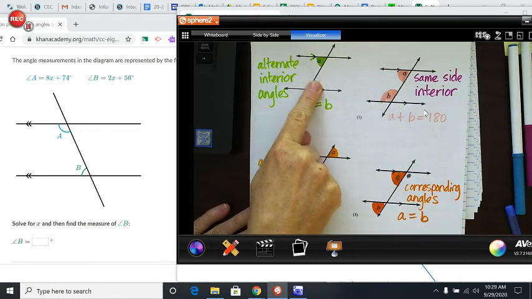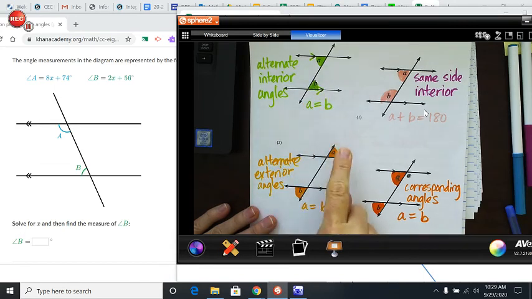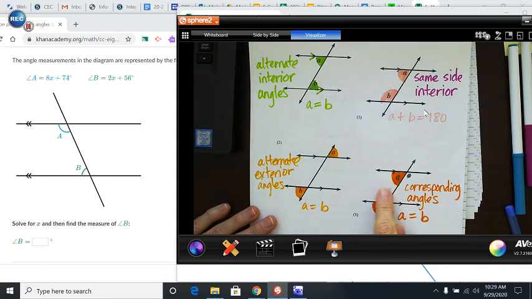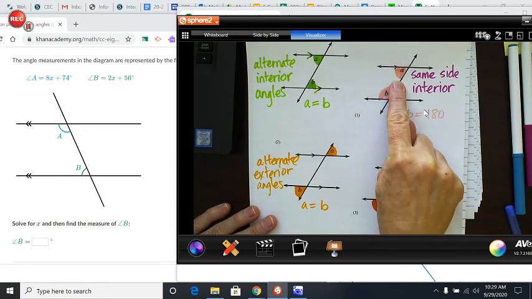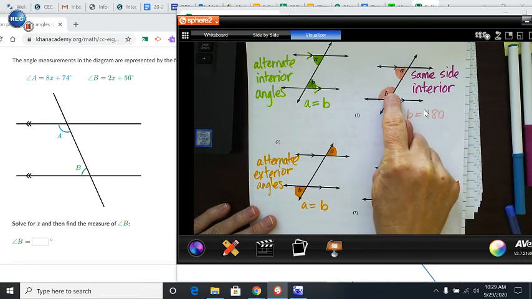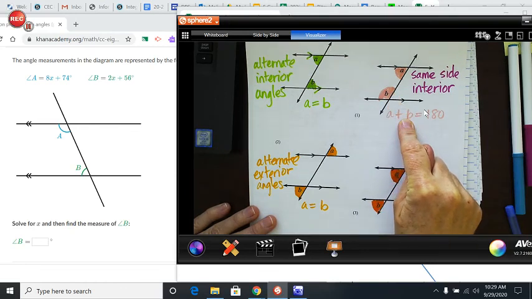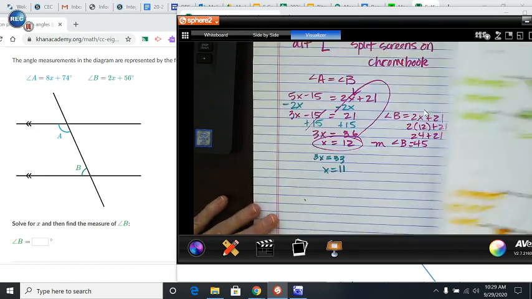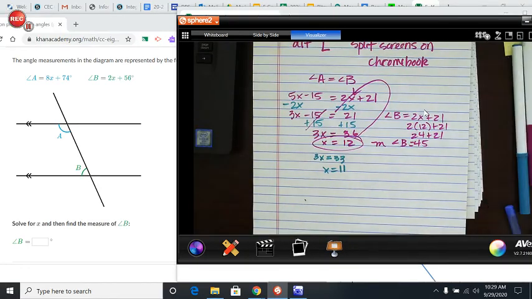If they're on opposite sides of the transversal, alternate interior or alternate exterior, they're going to be equal. If they match this picture or this picture, they're going to be equal. If they're on the same side of the transversal, then it depends. If they're like the ones we're looking at on Khan right now, both interior angles, they're going to be supplementary. If one's interior and one's exterior, those are called corresponding, and they're going to be equal. So I'll get this picture on Schoology.